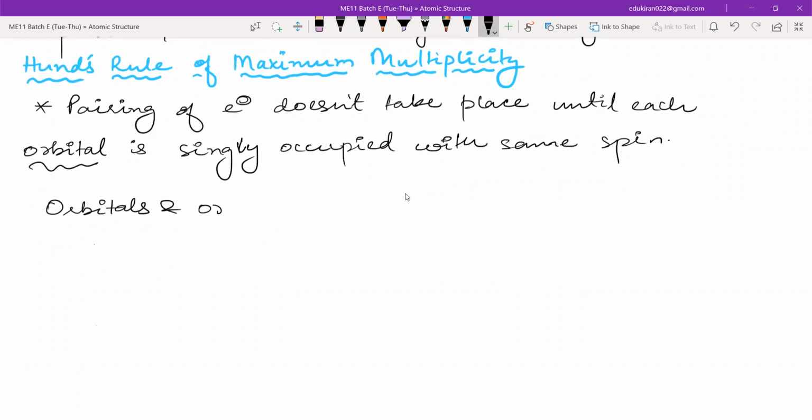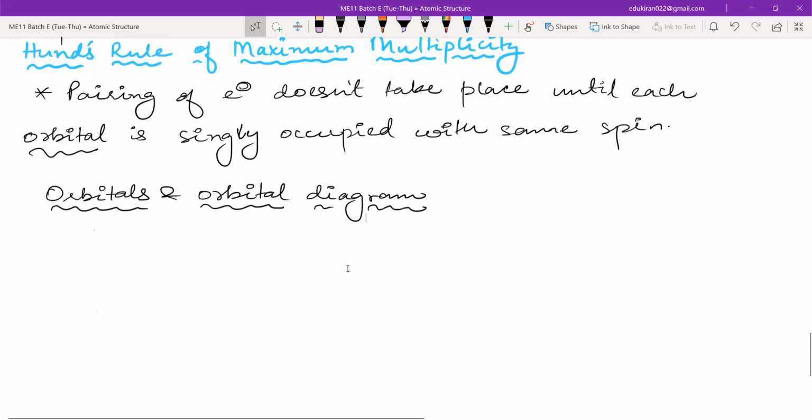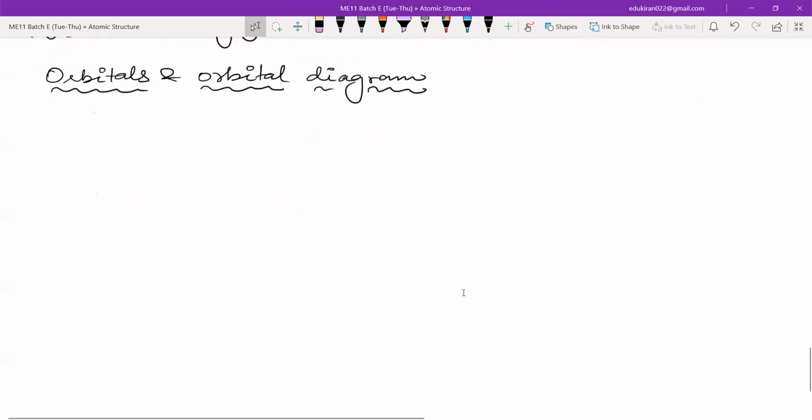Orbitals and orbital diagram. You don't have to write anything. Okay, please listen first. Orbitals and orbital diagram. Abdul Wahid, especially you, please listen.